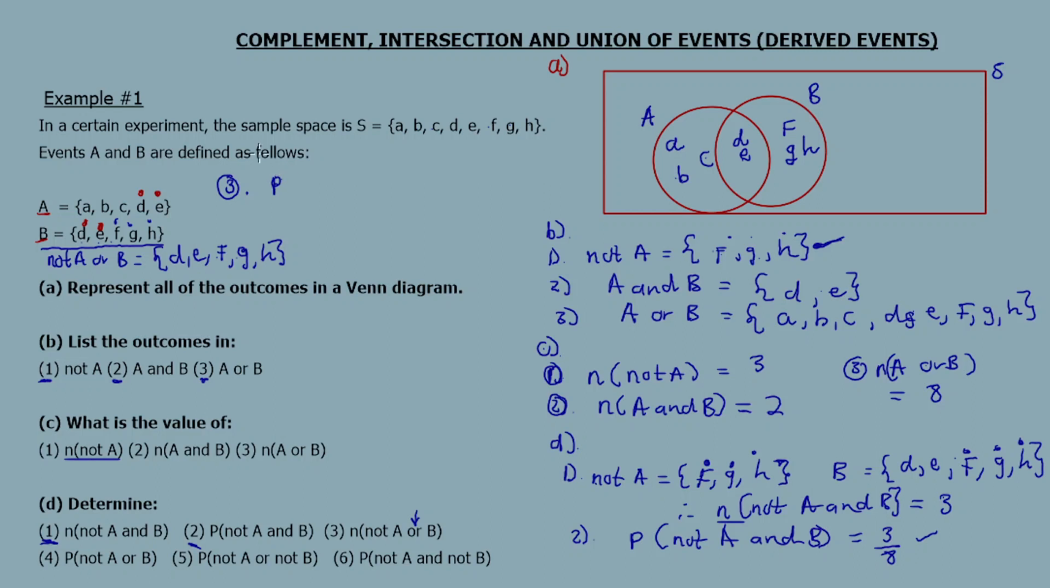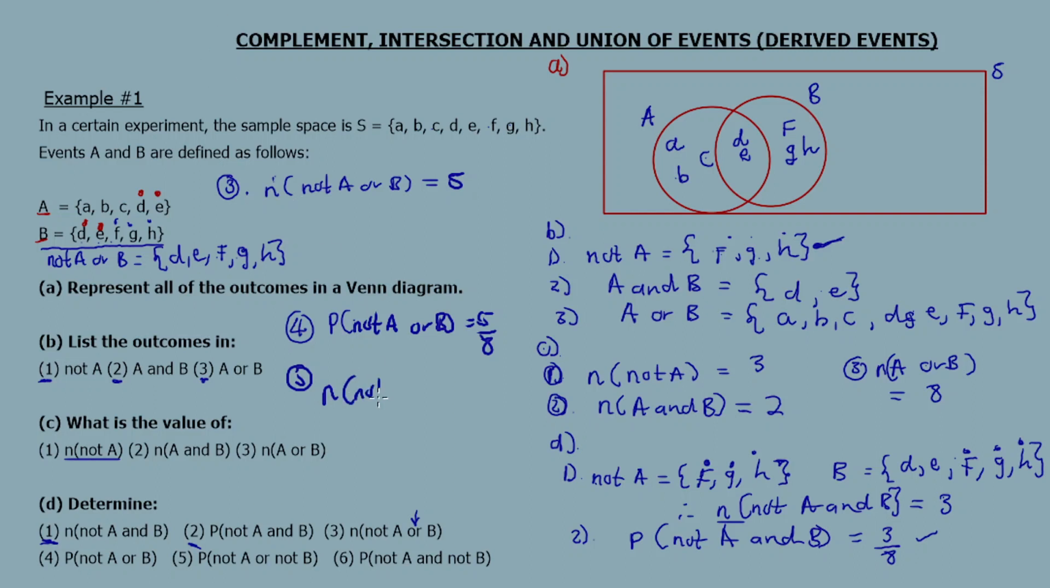So not the probability, but the number of not A or B should be equal to 5, and 5/8 is the total for the sample size, sample space. Number four, the probability. It's not the probability, but the number of not A or B, which is 5. Then we want the probability of not A or B, it's 5/8. Then number 5 again. We want the probability of not A or B, but first we find the number.